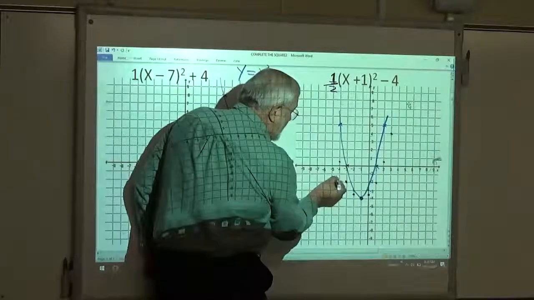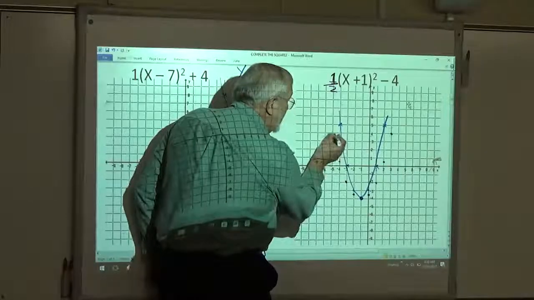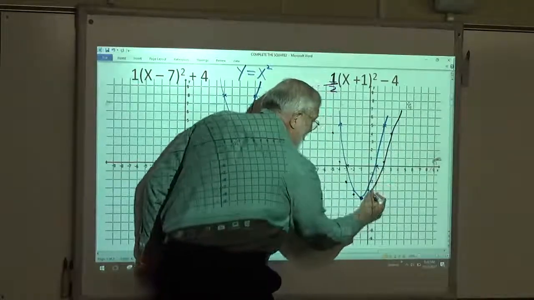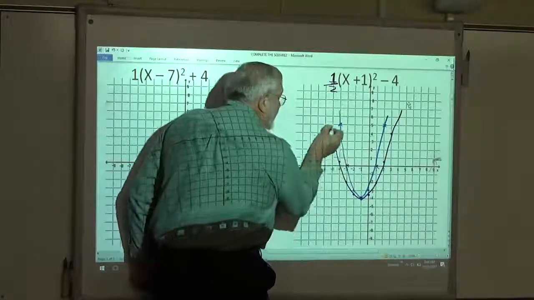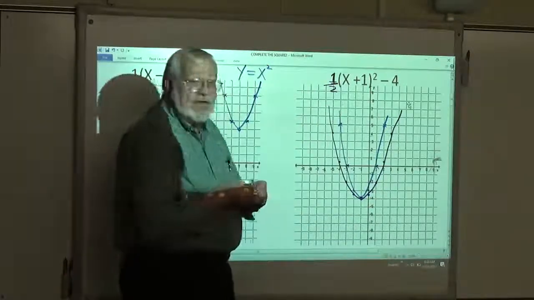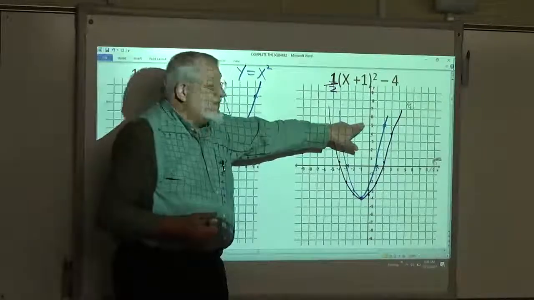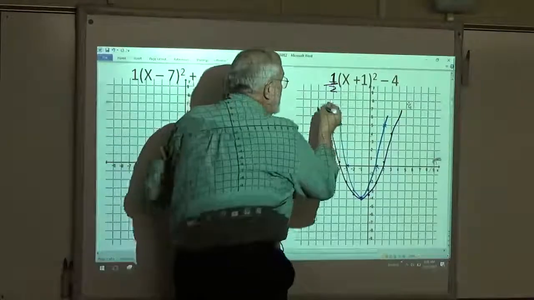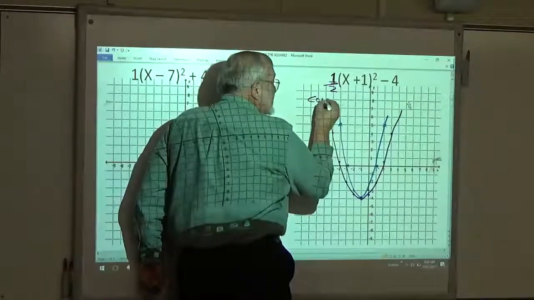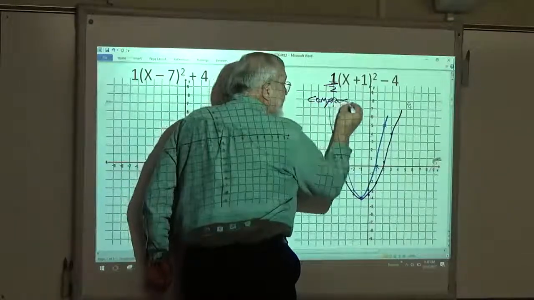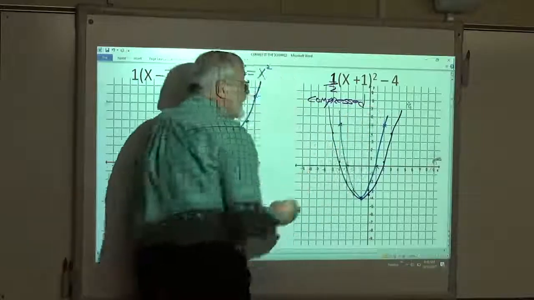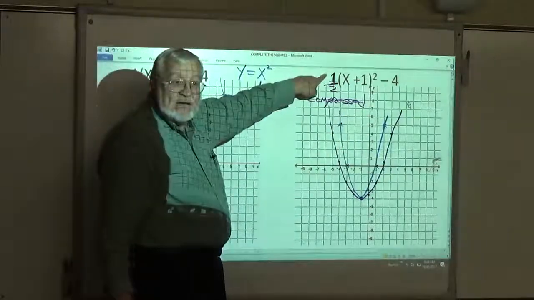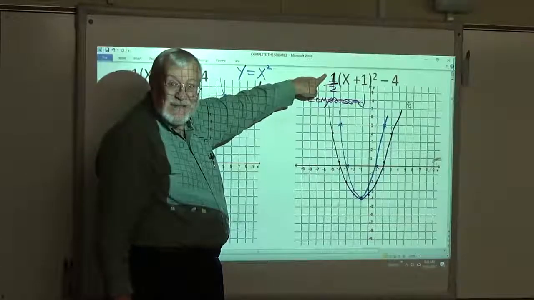Now, what do you notice about the graph? It's getting wider. It's fatter. Unfortunately, they don't call it fat. What they've done is they've taken the blue one and they've compressed it down. So this is called a compression.